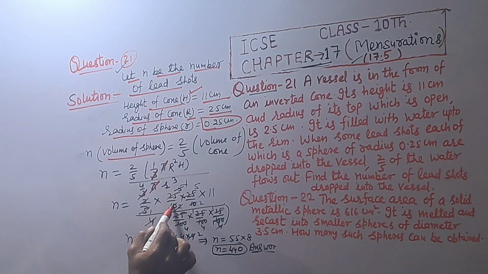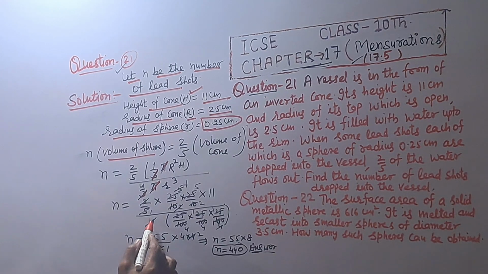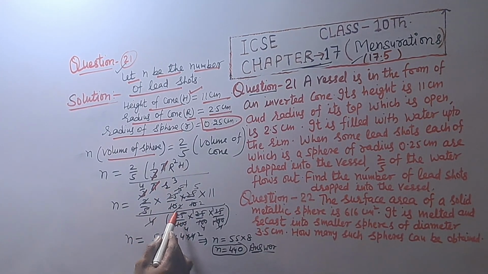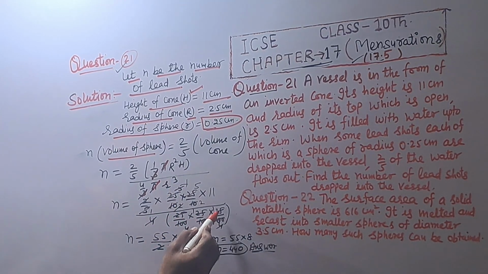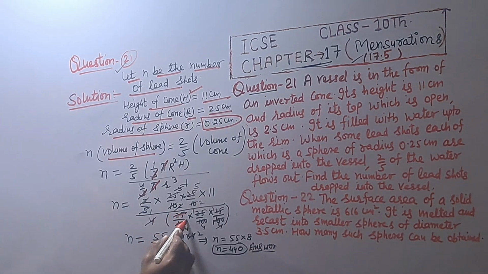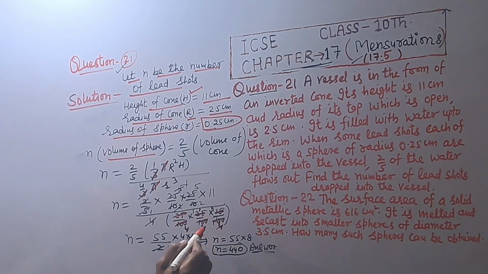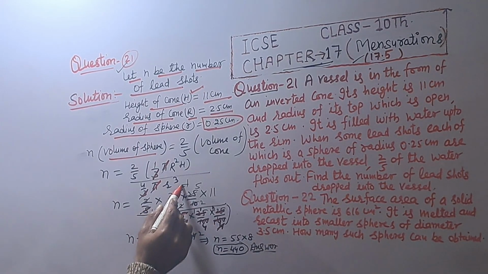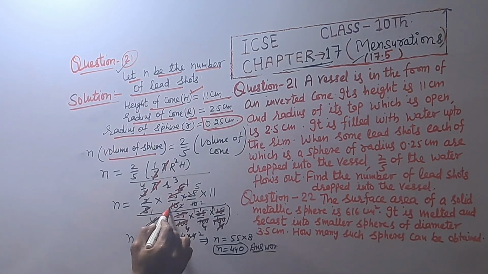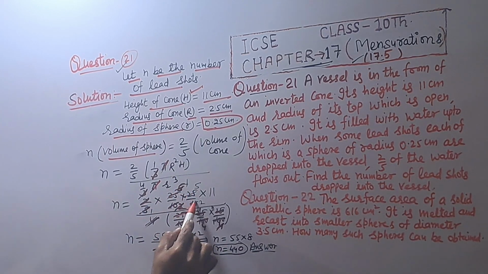And 2/5 into radius 2.5, that is 25 upon 10 into 25 upon 10 multiplied by height 11, divided by 4 into radius 0.25, that is 25 upon 100 into 25 upon 100 into 25 upon 100. 25 1s are 25, 25 4s are 100. 4 is cancelled, and 5 1s are 5, 5 5s are 25, 5 1s are 5 and 5 2s are 10. 2 is cancelled, and 5 5s are 25, 5 2s are 10.